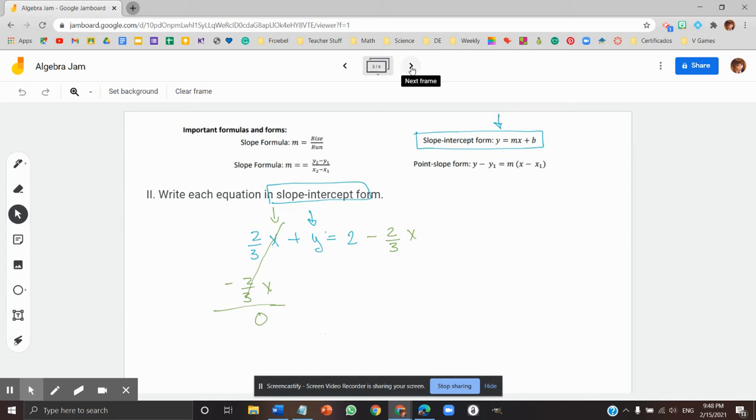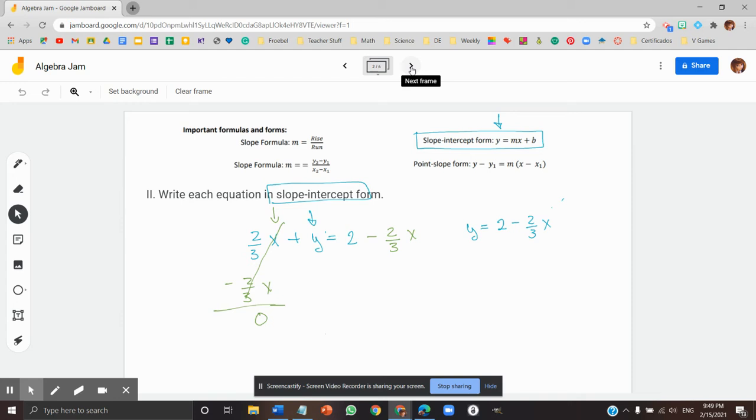And I'm going to rewrite what I have, because right now there's a bunch of numbers and I want to make it clearer. So on my left side, I have y. And I have 2 minus 2 over 3 times x. It almost looks like this, but not quite, right? Not quite. So let's just move it around a little bit.